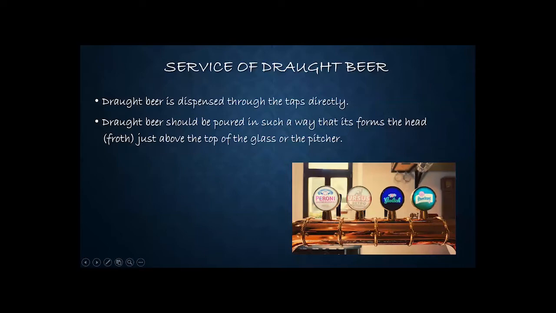Service of draught beer. Draught beers are the beers which are dispensed through the taps directly. While serving the draught beer, it should be poured in such a way that it forms the head or froth just above the top of the glass or the pitcher. One has to be careful while pouring the beer in the glass. Also, if any excess foam is developed, it is skimmed off by the knife.